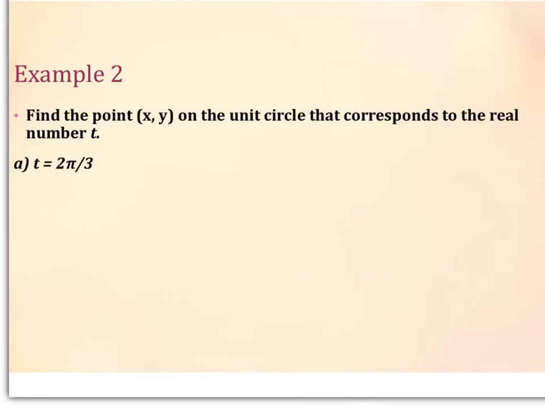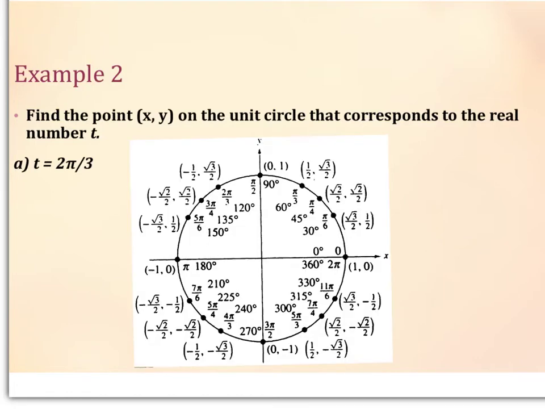All right, this example says to find the point x, y in the unit circle that corresponds to the real number t. So let's take a look at our unit circle, okay? All right, so here's our unit circle. We're identifying 2 pi over 3. 2 pi over 3 is right here. So now I want to find the point that corresponds to that on the unit circle.